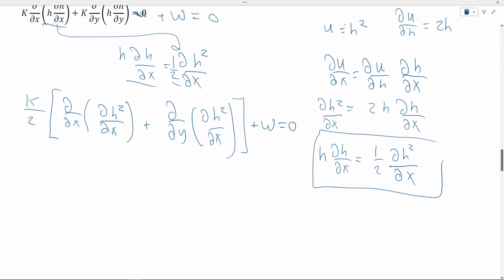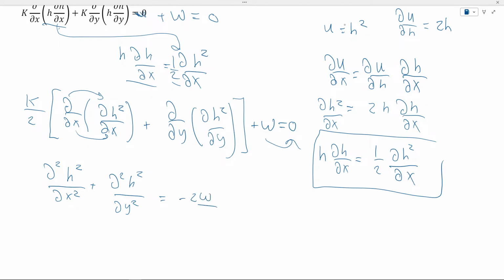So can I combine these terms to get my second derivative? Yes. And can I take this term to the other side? Yes, I can. So basically I can say partial squared h over partial x squared, plus partial squared h, sorry, there's a typo here, this is partial y over partial y squared. That is equal to what? That is equal to minus 2w over k.